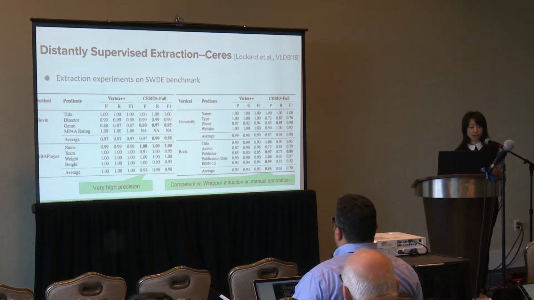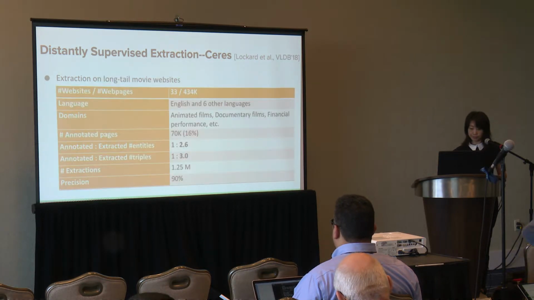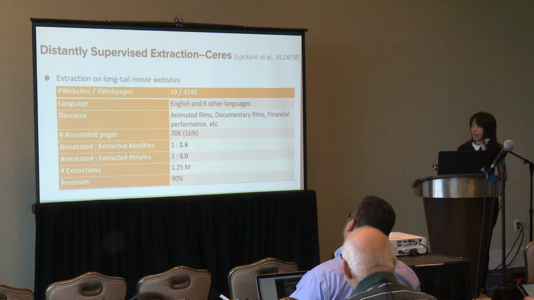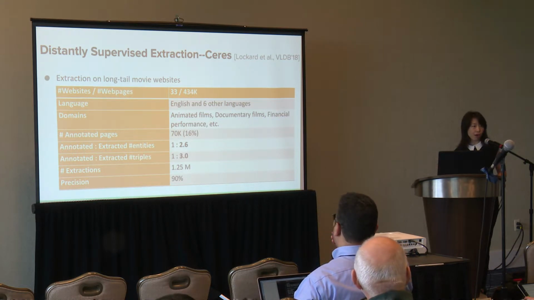So looking at some experimental results, we see that this solution is getting very high precision and recall on a benchmark dataset called SWDE. And sometimes it even gets better results than wrapper induction, which is manual annotation based. So we ran it on 33 websites, and we can see that we can extract with a precision of 90%. And we got a lot of new entities. This compares with the state of the art, where we used to have 60% precision.